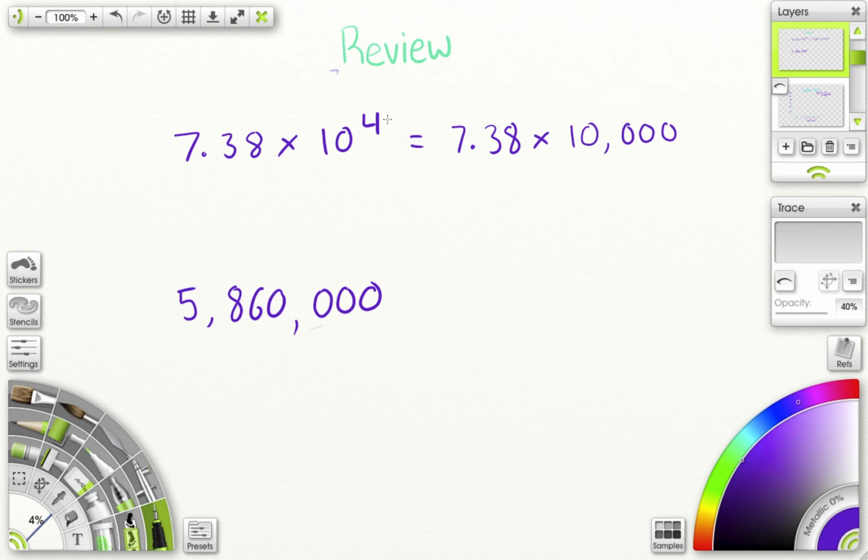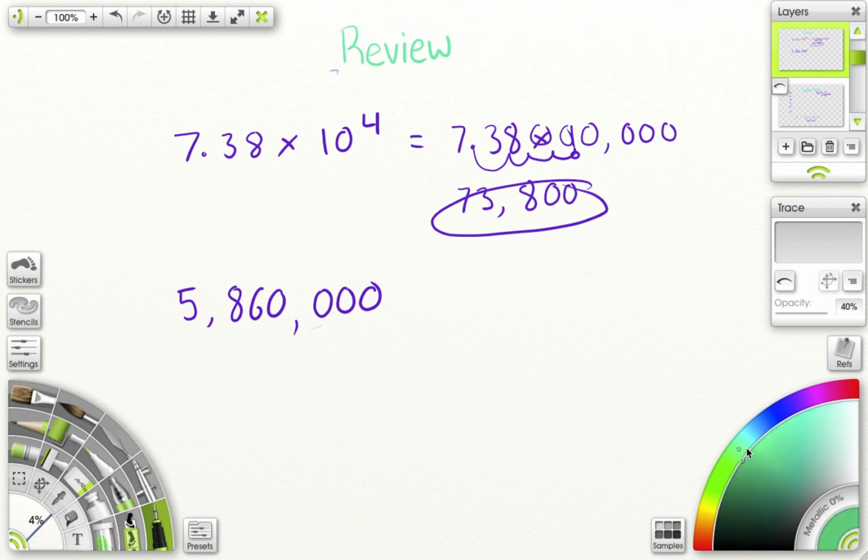So what ends up happening is you end up with 73,800. Or you move the decimal place over 4 spots because we had 4 as our exponent. So 1, 2, 3, 4. And we end up with 73,800. And that's our final number.